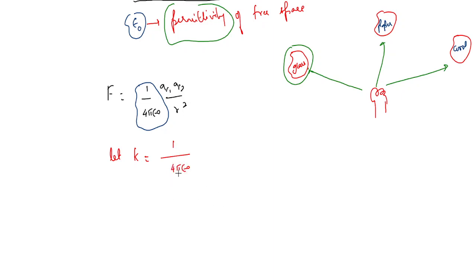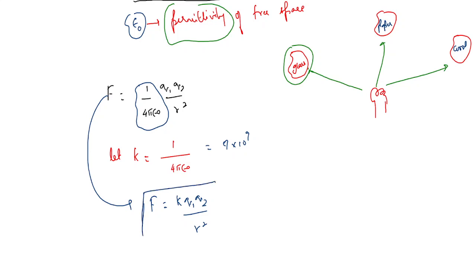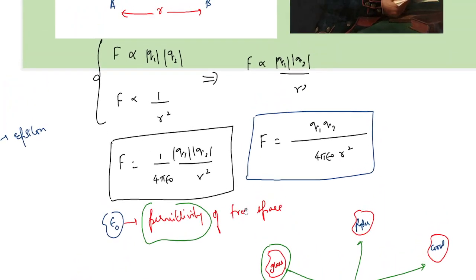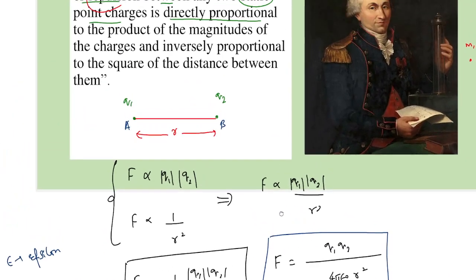And when you put the values of 4, pi and epsilon naught and solve it, then this whole thing is equal to 9 into 10 power 9. So from now on, I will write the force as F is equal to K Q1 Q2 by R square, because it is easy to write in this way. The idea is the same. So this is the form of force, but this force is a vector quantity, so we need to write it in vector form.